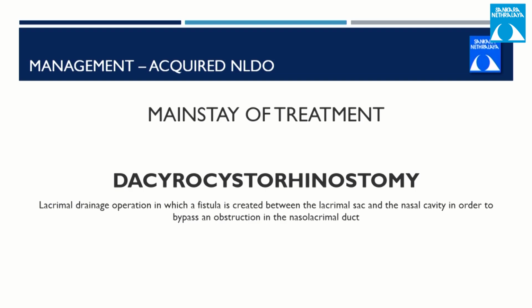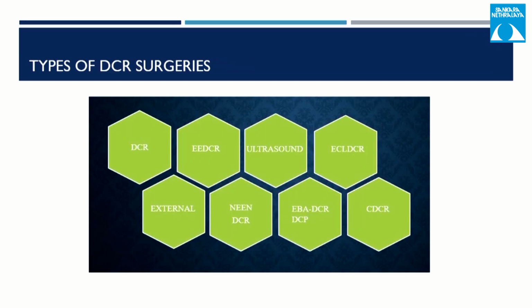The mainstay of treatment in acquired NLDO is dacryocystorhinostomy, a surgery where a fistula is created between the sac and the nasal cavity in order to bypass an obstruction in the nasolacrimal duct. The types of DCR surgeries are external, endonasal, ultrasound, laser DCR, and conjunctival DCR. You can basically classify it as external and endonasal DCR.